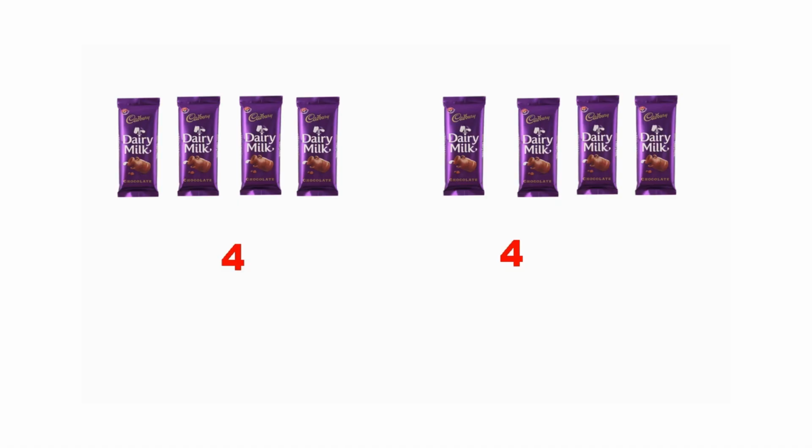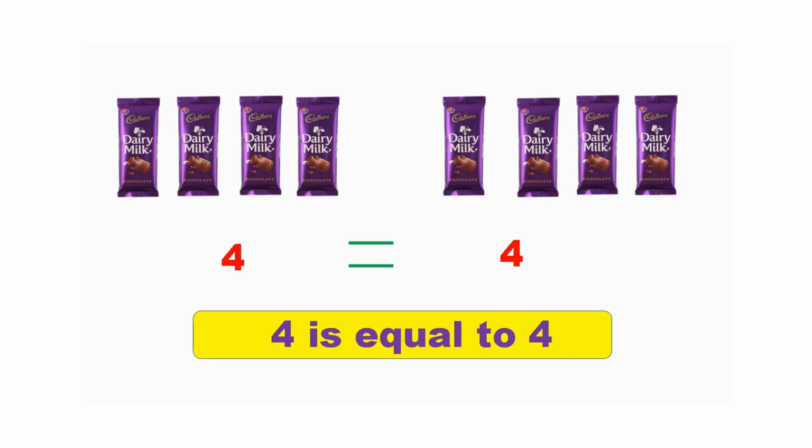Now we can say that same numbers. Both are same numbers. So what sign we have to put here? Equal to sign. Now we can read it as, after putting the sign, we can say that 4 is equal. E-Q-U-A-L. Equal T-O, to. 4 is equal to 4. Both are same. So we can say that 4 is equal to 4.